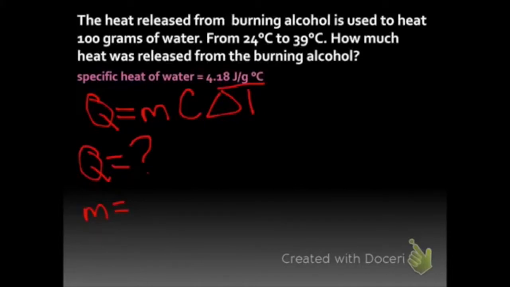We want to know the mass, and the mass they gave us was 100 grams. And then our delta T is going from 24 to 39, but the difference in them is 15 if you subtract them. Because when we're doing this, we're not concerned with what the temperatures were. We just want to know how much they changed by. So if you get the two temperature numbers, we subtract them.